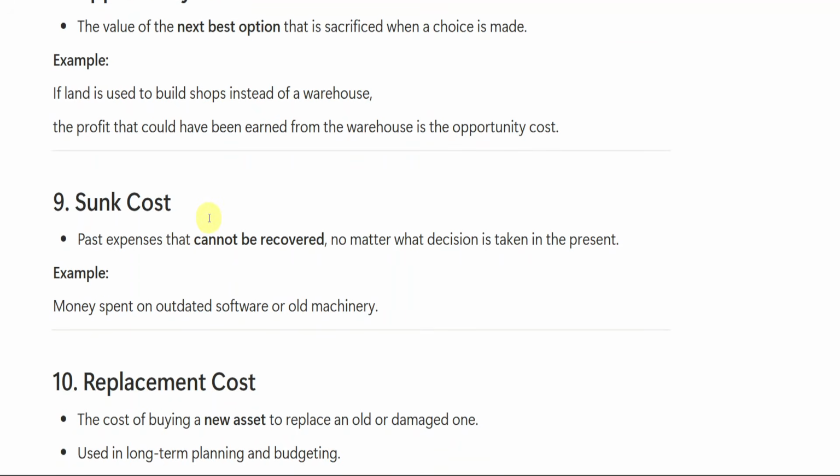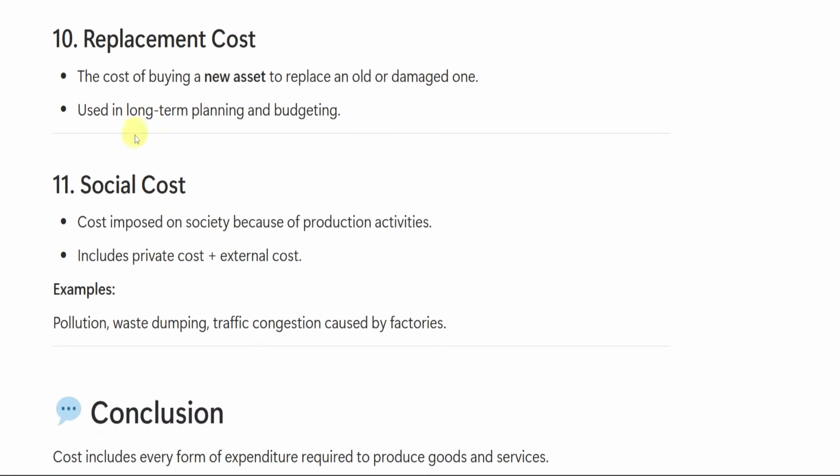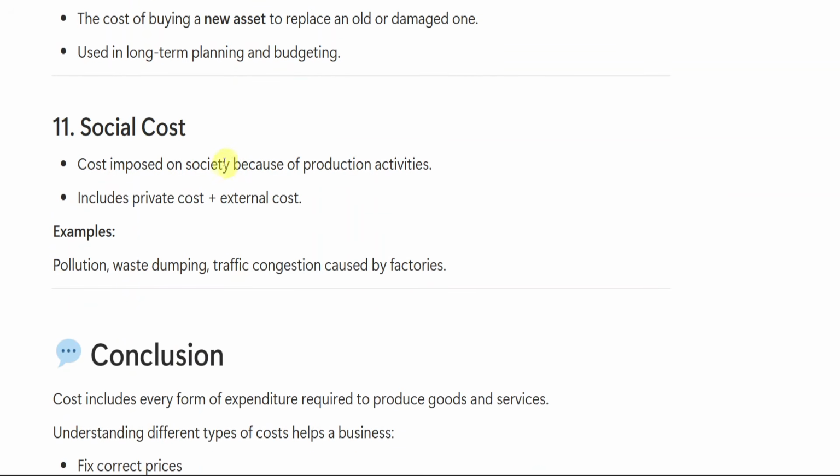Sunk cost means past costs that cannot be recovered. No matter what decision is taken in the present, these are past expenses that cannot be recovered, like money spent on outdated software or old machinery. Replacement cost is the cost of buying a new asset when the old one becomes outdated or damaged. It is used in long term planning and budgeting. Social cost is a cost that society pays because of business, like pollution, traffic, noise, waste. These are costs not paid by the firm but by society.